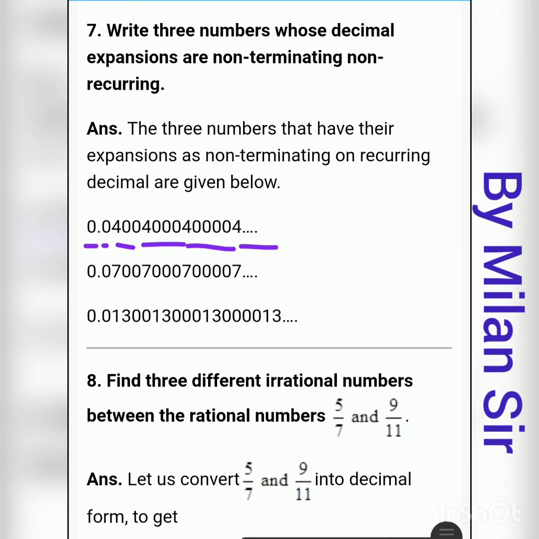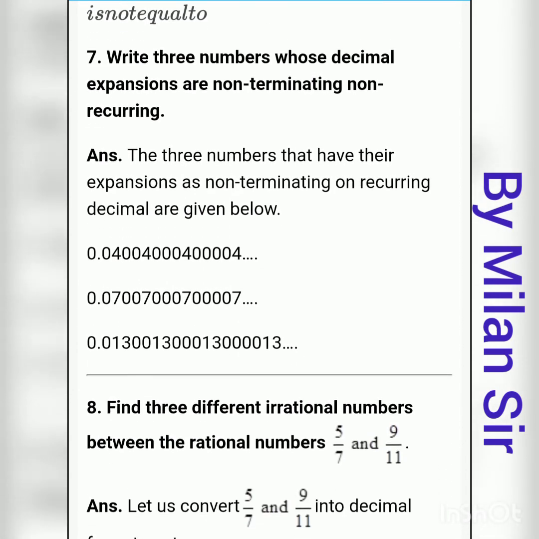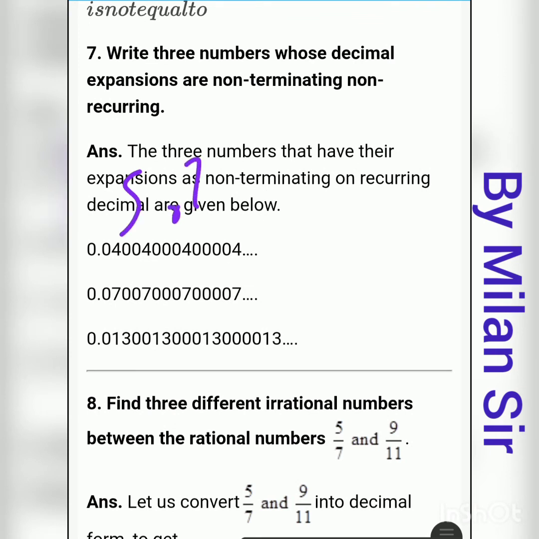So here our digits are not repeating. Here our pattern does not repeat. This is one type of pattern: 04, 004, 0004, but this pattern never repeats. Just remember one thing, you can write any number. That means here you can write 5 point any digits, 0, 3, 4, 5, 3, 7, whatever you want, and at last the infinite. That means 0.04, 004, whatever you want, and at last there are 3 dots.